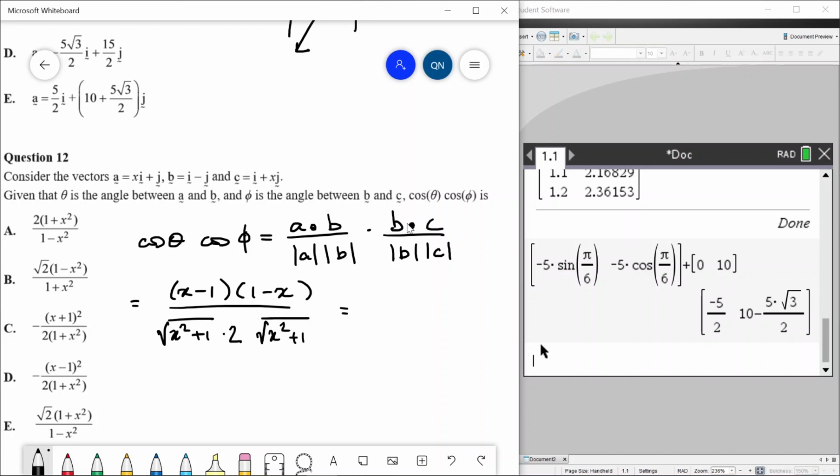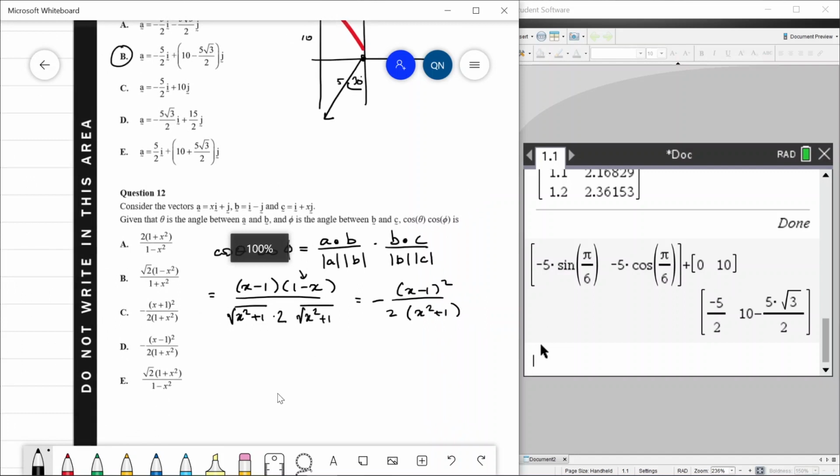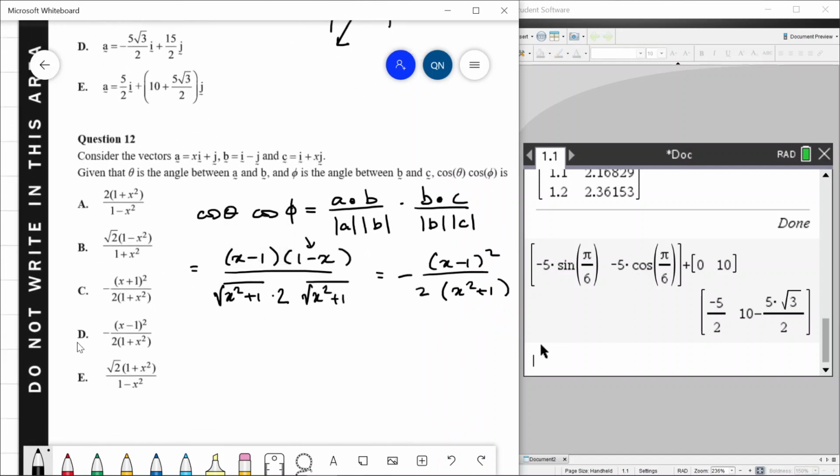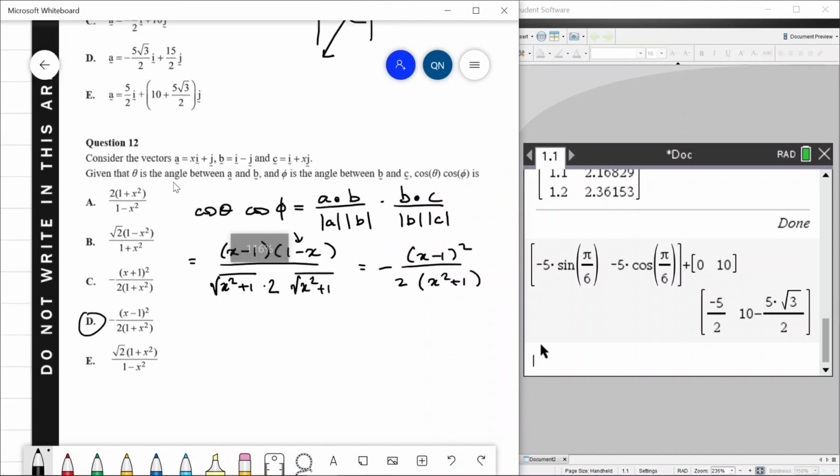So overall, what is this going to give us? We have a negative over here. If we factor out the negative, then we have x minus 1 squared divided by 2, and then x squared plus 1, because those square roots cancel. So what is this going to give us? We're going to get D. Is it D? Yes, I think it is D. Should be D.